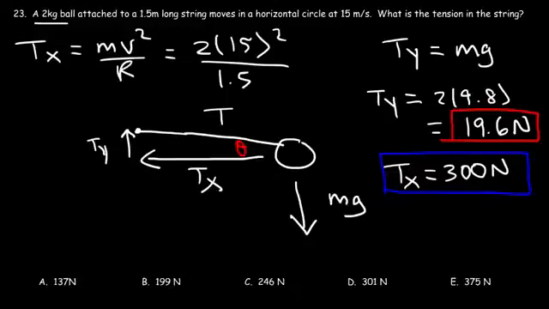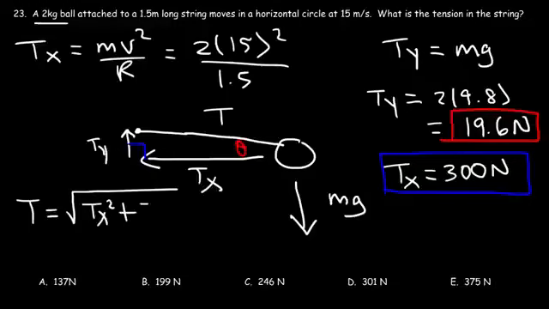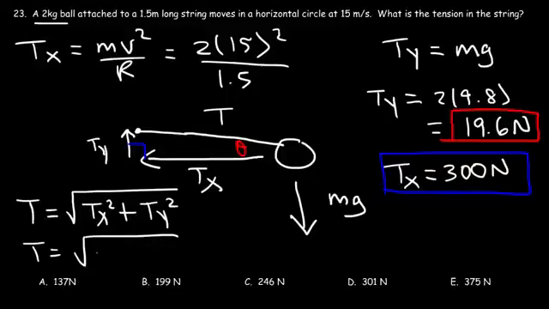So now we can find T. Notice that this forms a right triangle. So T is the square root of Tx squared plus Ty squared. So that's going to be the square root of 300 squared plus 19.6 squared.